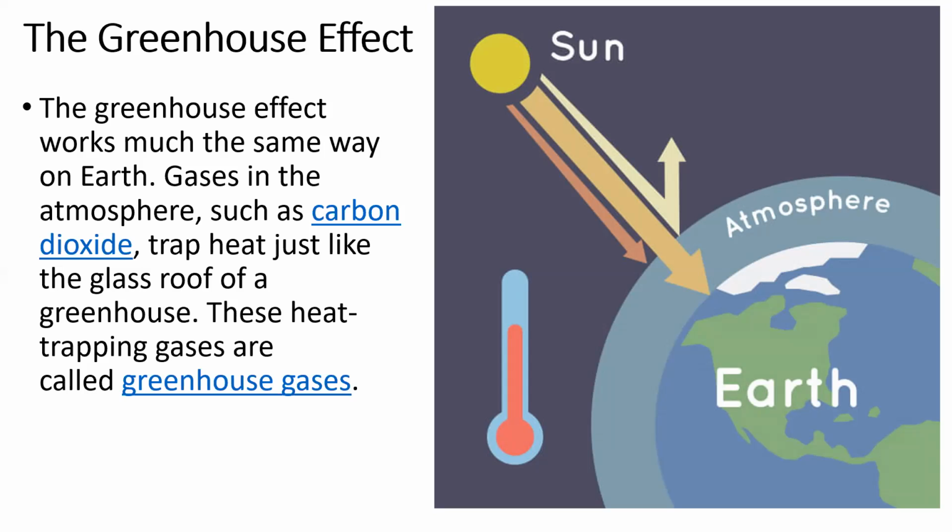But when there's excess of greenhouse gases like carbon dioxide, and there are others like methane, then we see the trapping of heat happening, just like the glass roof of a greenhouse. And so these heat trapping gases are called greenhouse gases.